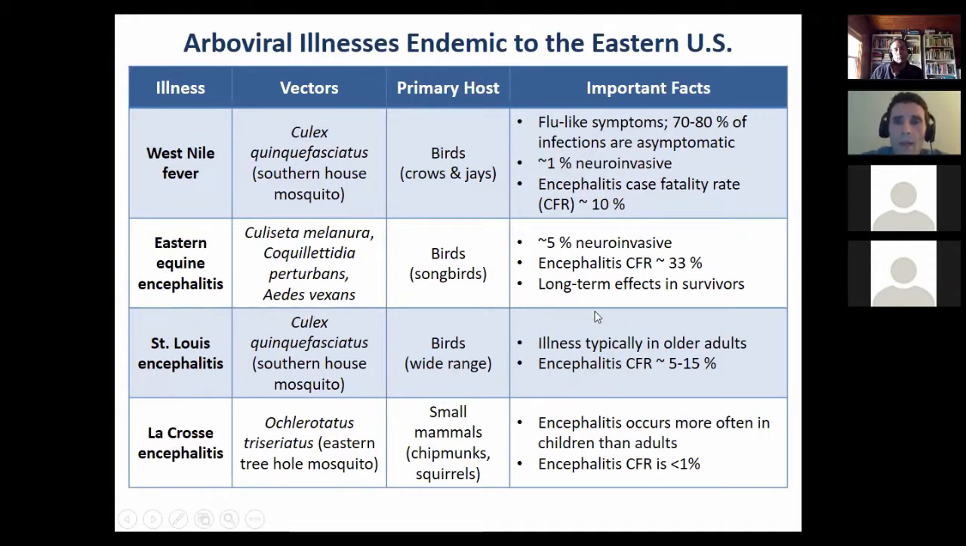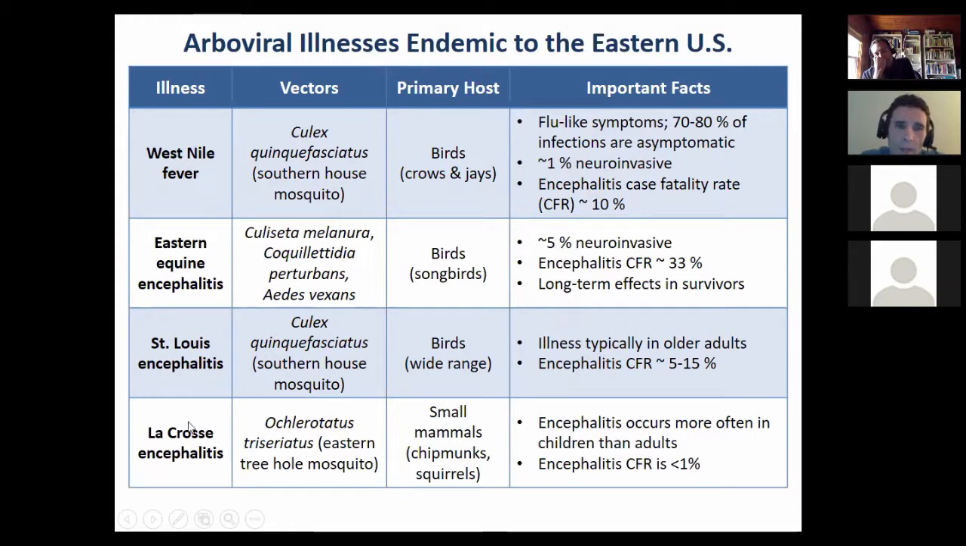I don't have time to go through all of the symptoms, but most of them start off the same way: flu-like symptoms, aches, pains, fever, and then a small percentage of symptomatic cases will become neuroinvasive. About 1% of those will lead to encephalitis, and that's where you get the severe form of these illnesses. Now, Eastern equine, about 5% become neuroinvasive. St. Louis, it's even less than that. And then La Crosse, I think it's similar, in the single digits. I don't have that listed here.